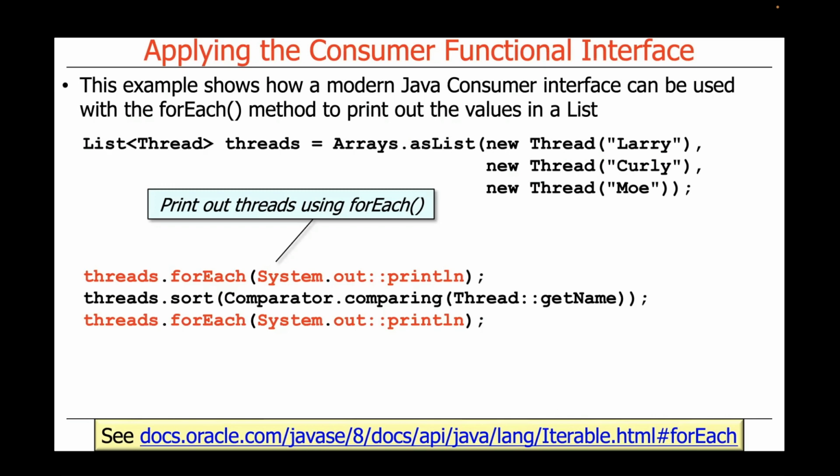What we're then going to do is print out the threads using forEach defined on the List interface. And we're going to print out each of the thread names by passing in a method reference for the println method. So System.out::println is a method reference for the println method.